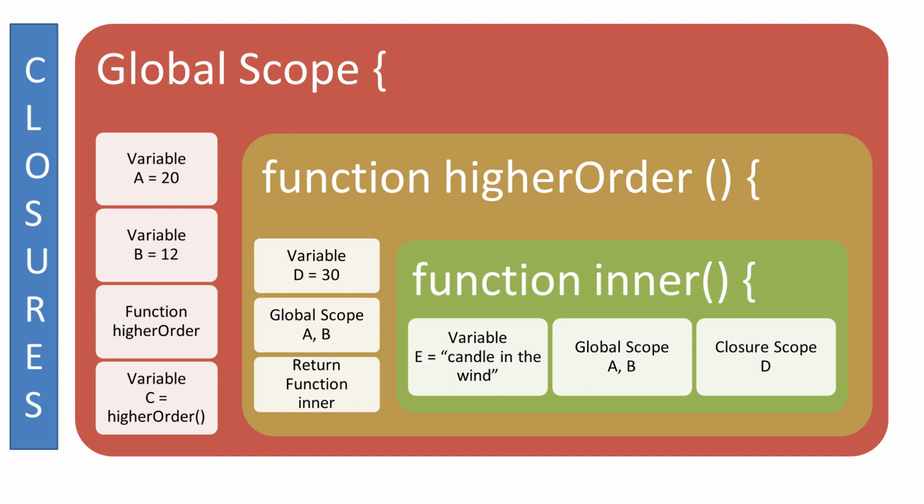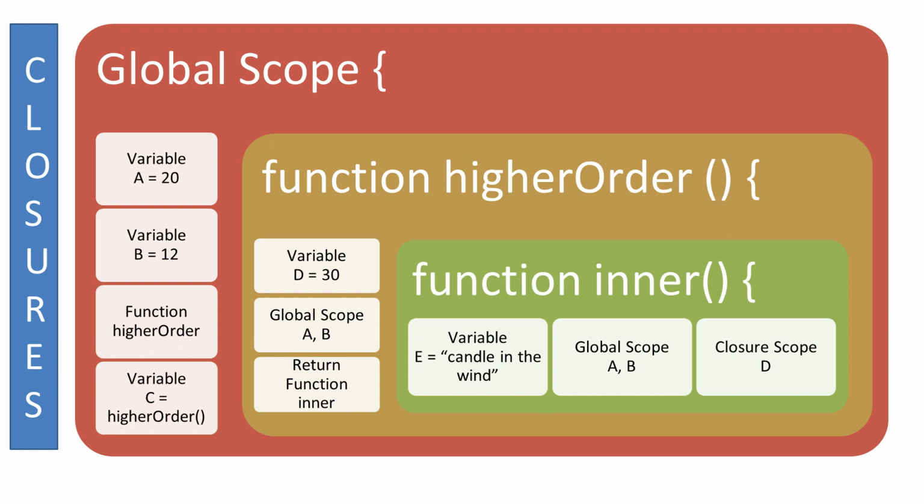Now, if we ever decide to call the inner function from the global scope using the identifier c, another temporary scope opens up, but not directly attached to the global scope, but rather inside the temporary scope created when we first called higherOrder. We can assign variables in this new scope. We can see variables in the global scope, and most importantly, we can interact with variables in the scope created when higherOrder first ran, and this is what's referred to as a closure scope.